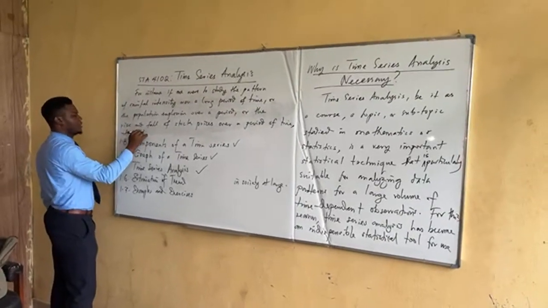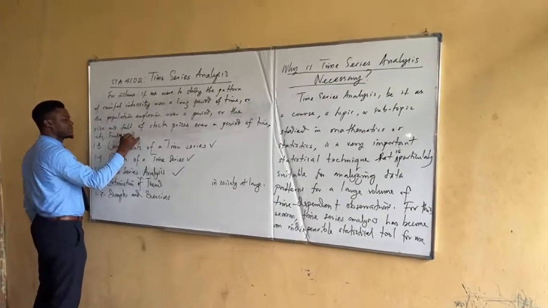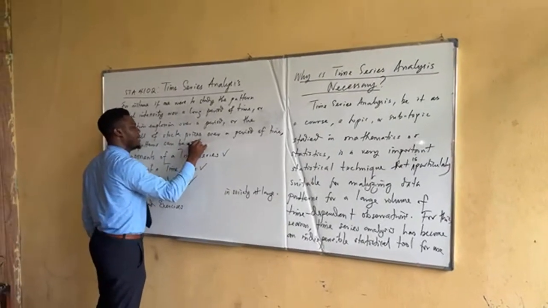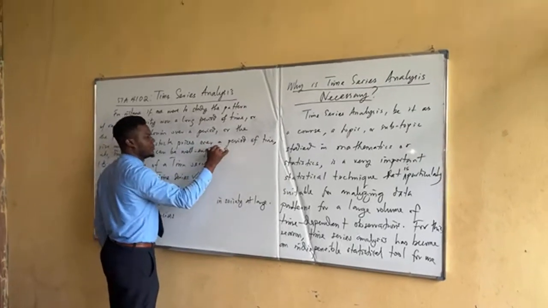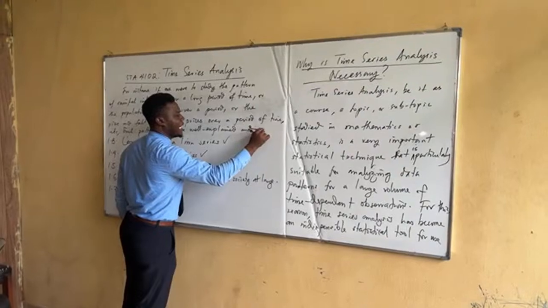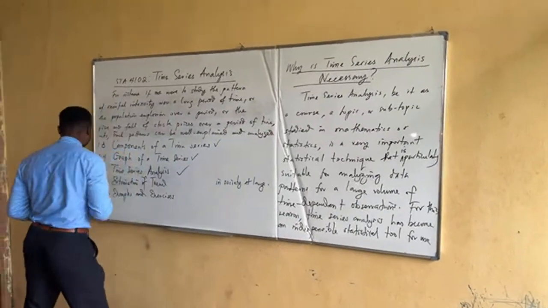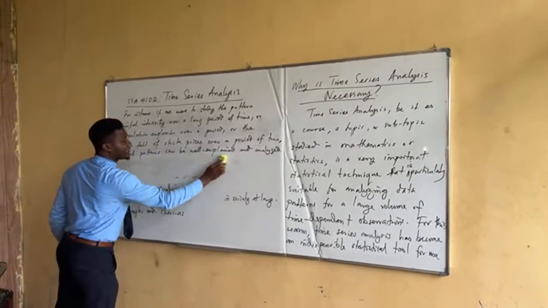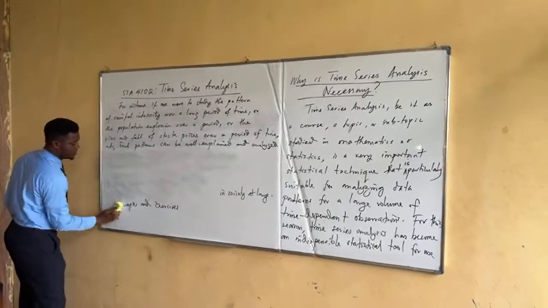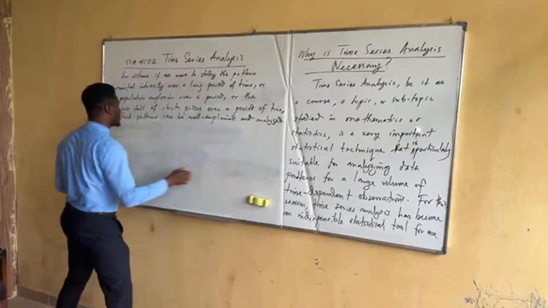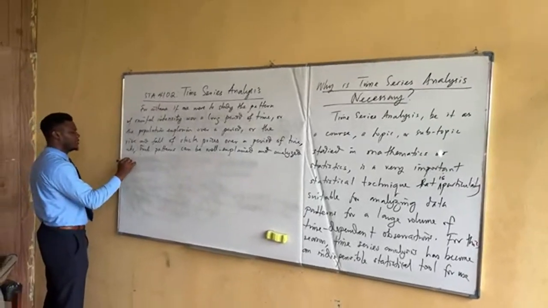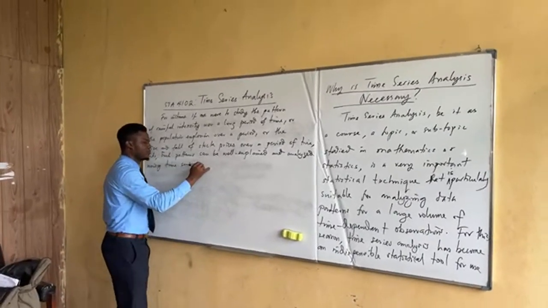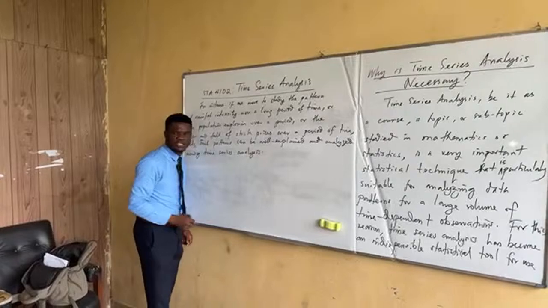Such patterns can be well explained and analyzed. Such patterns can be well explained and analyzed using what? Time series. Using time series analysis. So that will give you a clue.